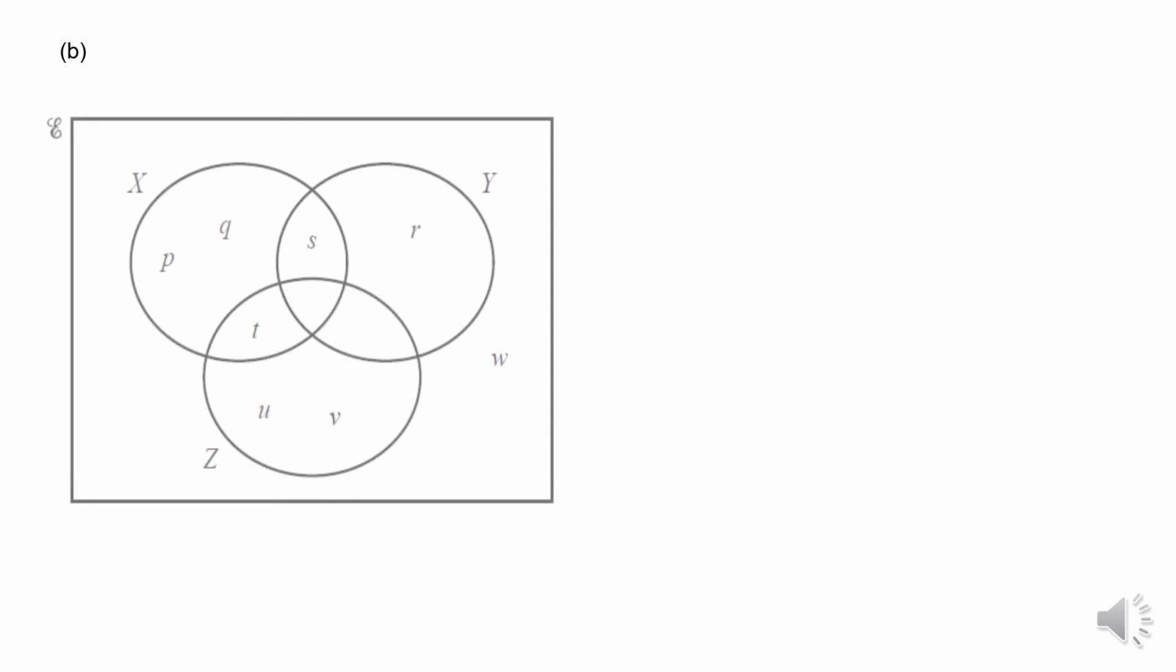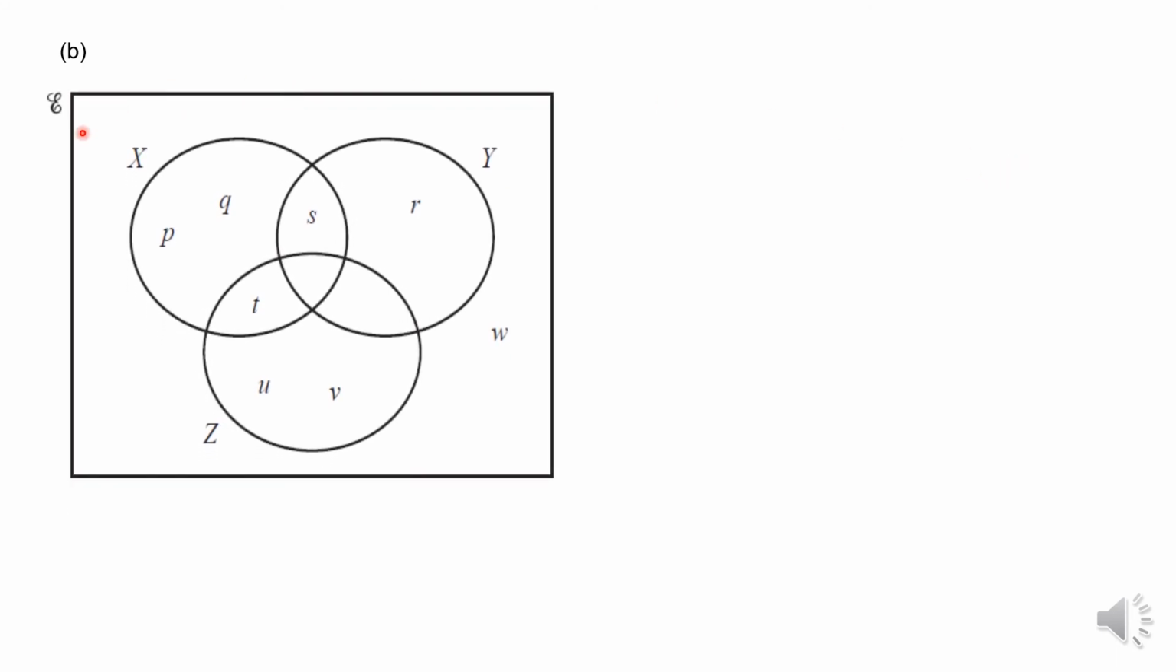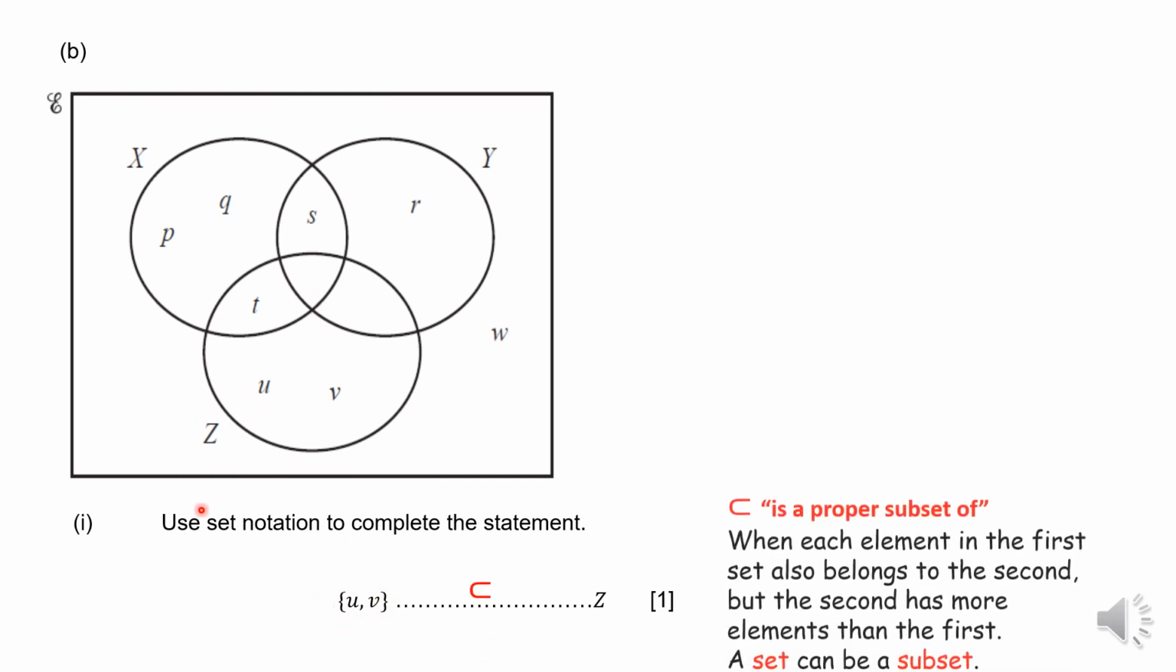Right, then the B question is also about set notation. So I've got sets X, Y, and Z here with all of these particular elements, and W doesn't belong to either set X or Z or Y. First question, you're supposed to complete the set notation here. It says UV, you can see they are in curly brackets, so we are looking for what can you say with respect to set Z? Well, they are a proper subset.